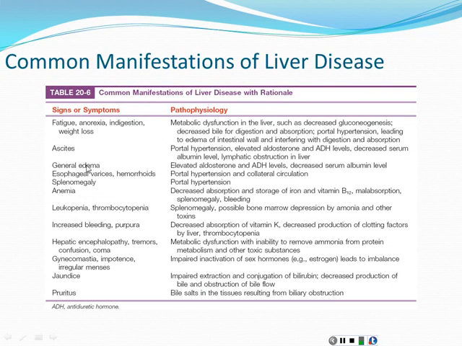So for example, generalized edema. The patient in advanced liver failure is edematous. And the reason for that is the liver is no longer making albumin. Albumin is a plasma protein, and it plays a major role in colloid osmotic pressure, like we talked about, pulling fluid back into the vessels. So without that, they end up with leaky vessels that end up causing edema.